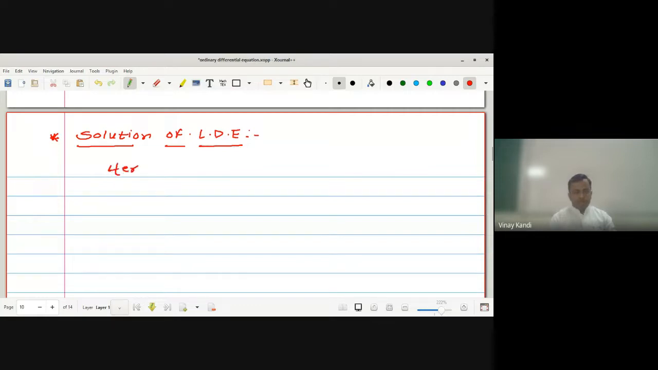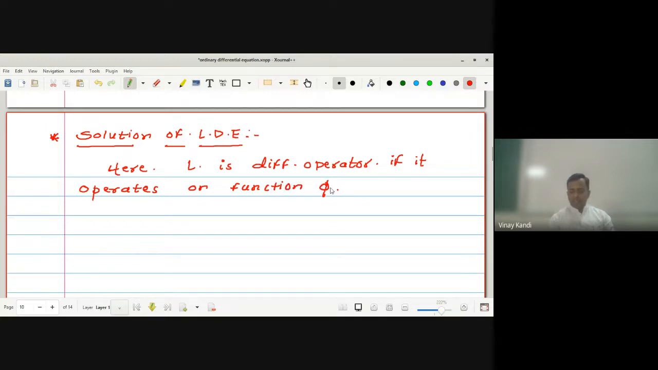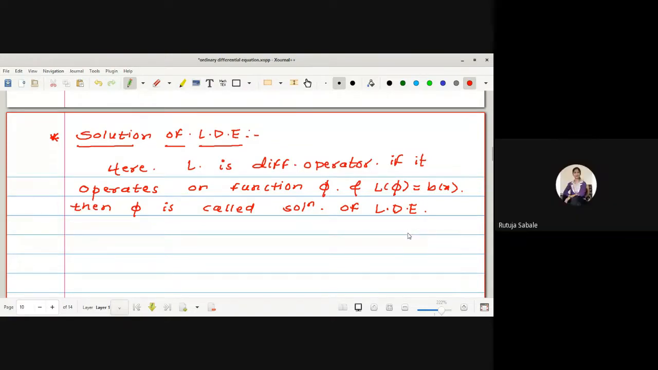Now here, look at this. L is a differential operator. If it operates on a function phi and L of phi is equal to b of x, then phi is called a solution of that linear differential equation. Okay, any doubt? If this phi satisfies the equation L of y is equal to b of x, then that phi is called a solution of the linear differential equation. Okay, any doubt up to here? No sir.